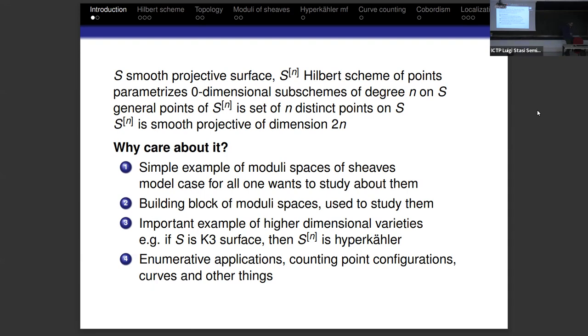Then another thing is that it's an important example of higher dimensional varieties. So for instance, if the surface is a K3 surface, then S^[n] is a hyperkähler manifold, or irreducible holomorphic symplectic. And such varieties are rather rare. And one of the main ways of getting them is the Hilbert scheme of points. And it's also a very nice structure which one can use to study these spaces very well. And then naturally, Hilbert schemes of points have enumerative applications. Somehow one can use them to count the points in special configurations, but also, indirectly, curves and other things.